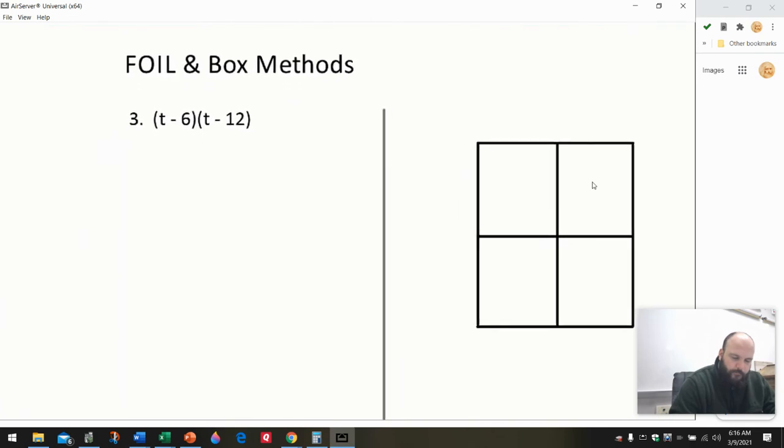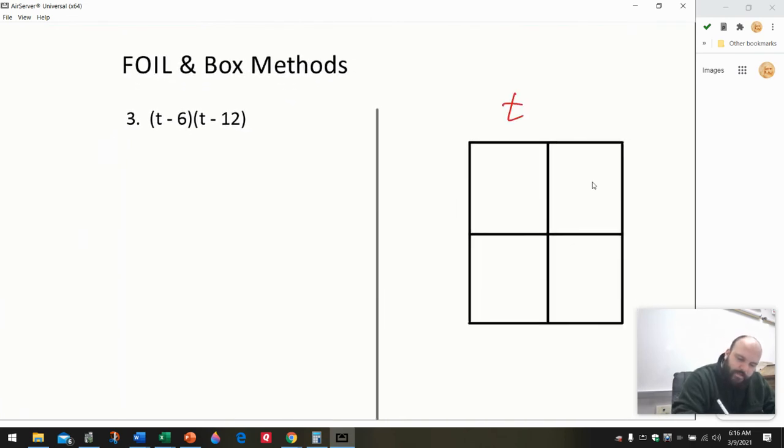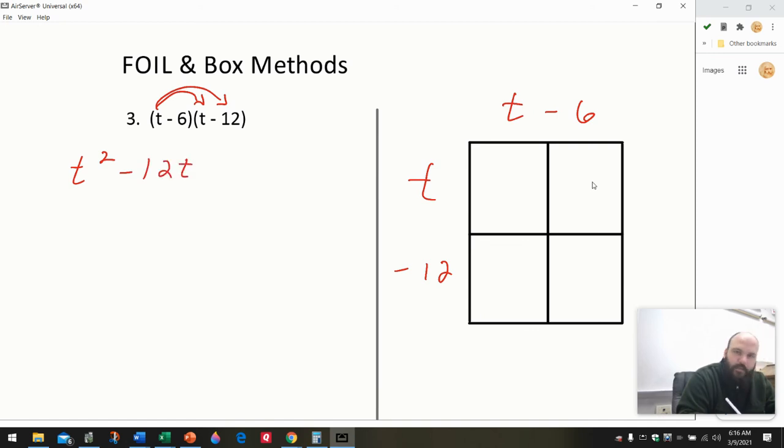Two more. We have t minus 6 and then t minus 12. We'll go with the foiling method first. t times t is t squared. t times negative 12 is negative 12t. Then I have negative 6 times t is negative 6t, and negative 6 times negative 12 is positive 72.